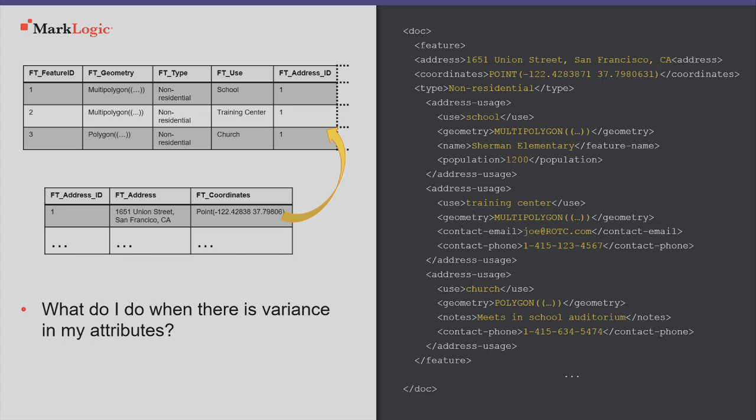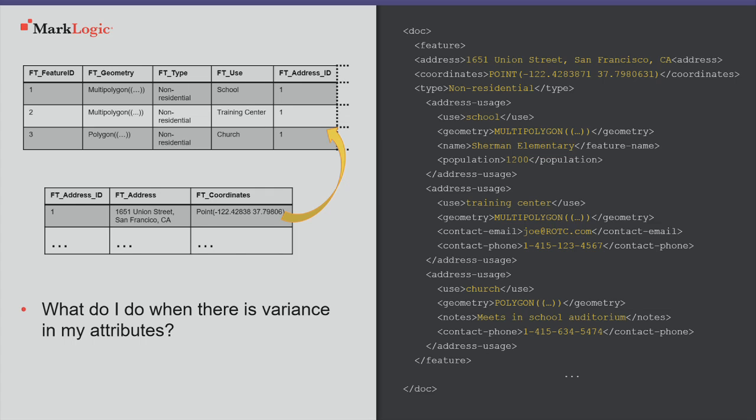In the MarkLogic document model, you don't have that issue, right? You have the name of the elementary school, you have a population. For the training center, you have contact information. For the church, you have a contact phone. You've got some notes that they meet in the school auditorium. It's very easy to fit those different types of elements and values and attributes into this model.